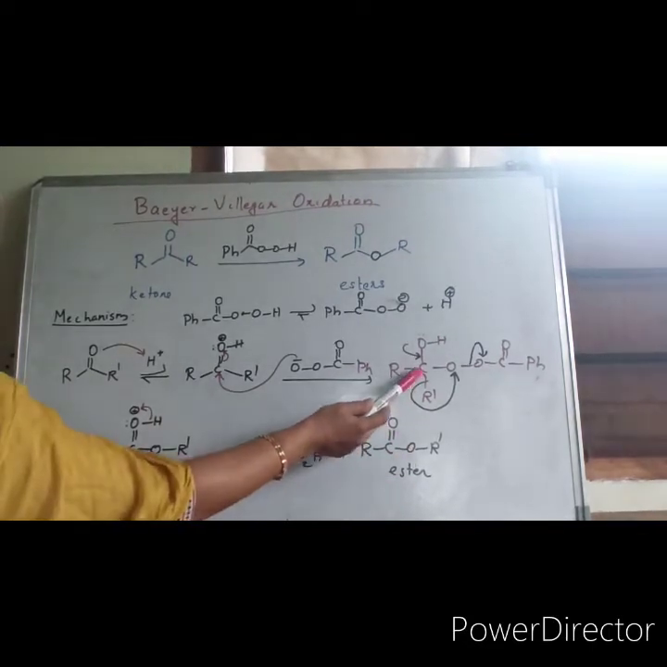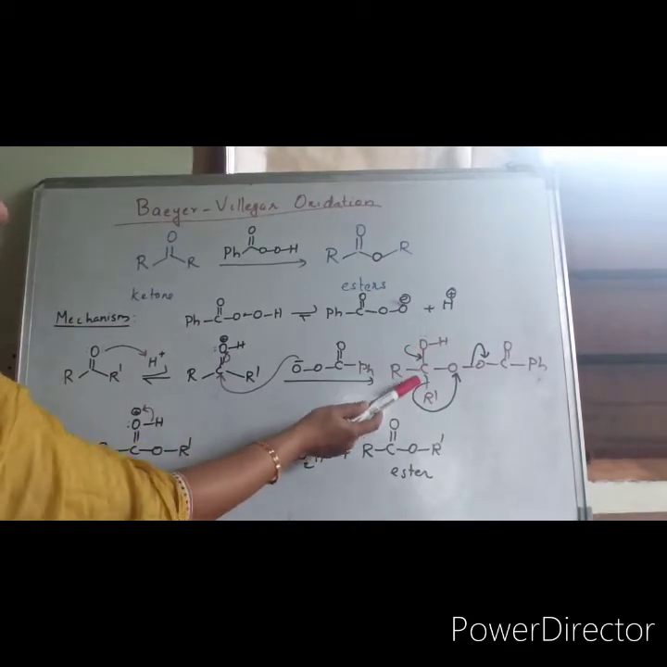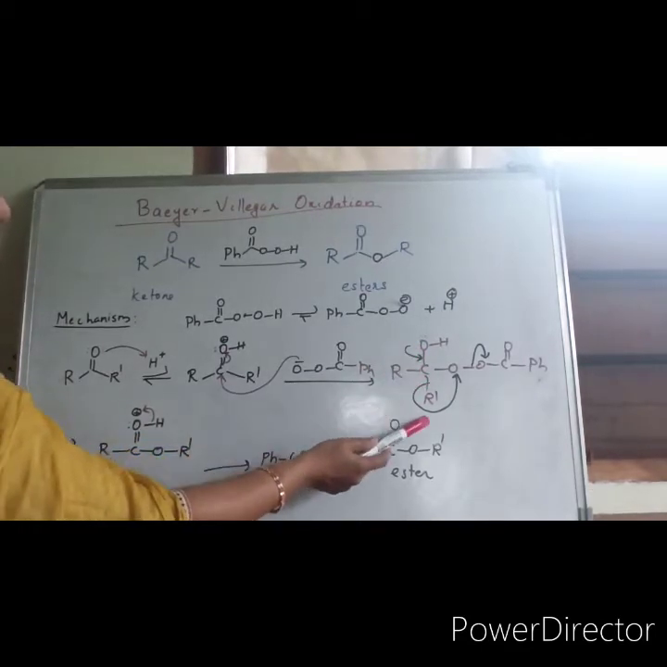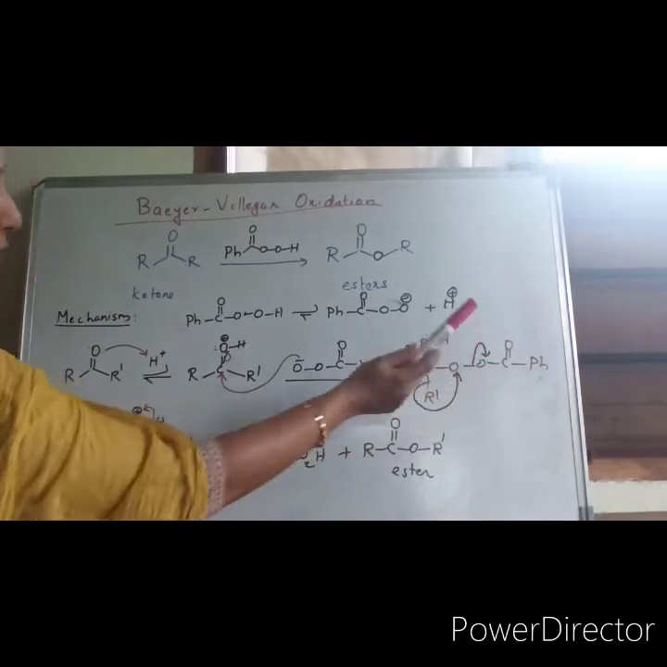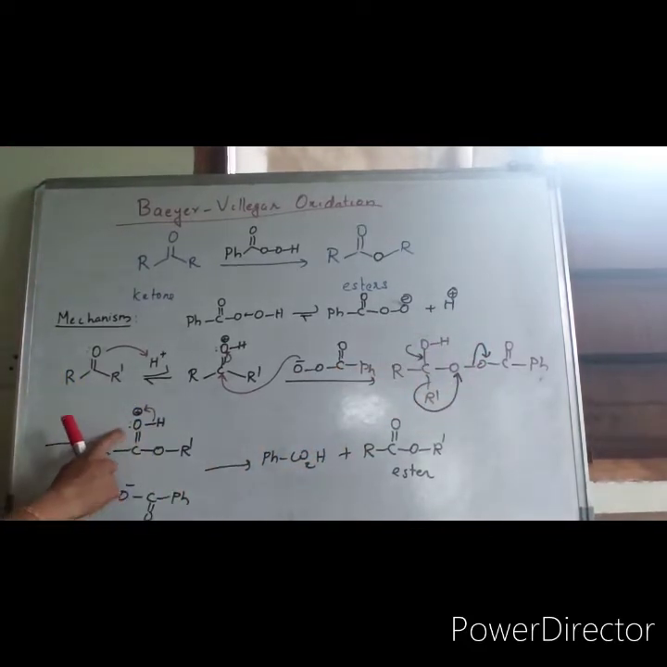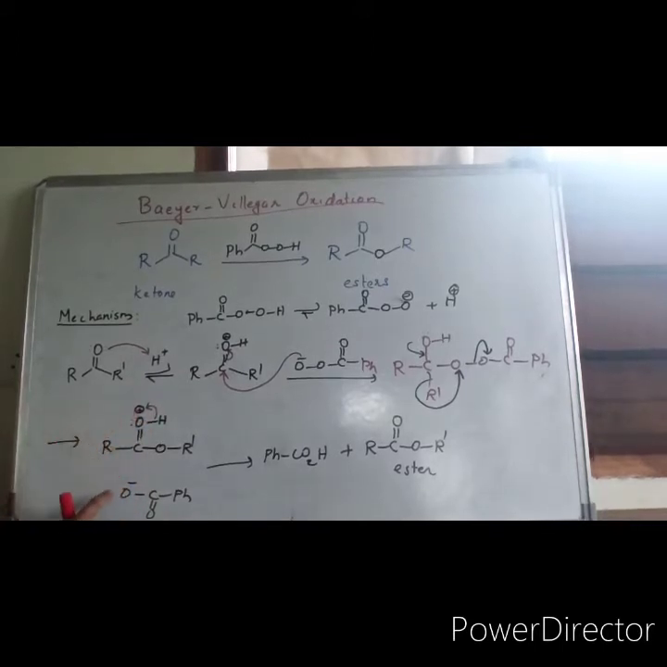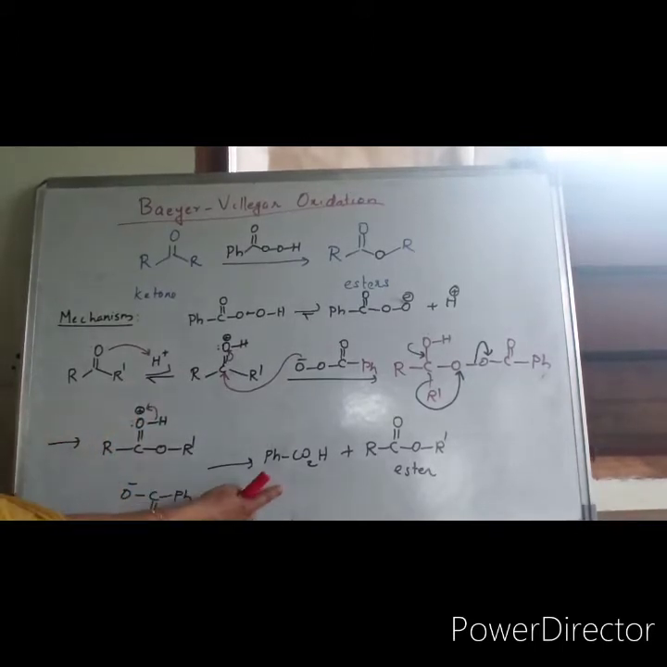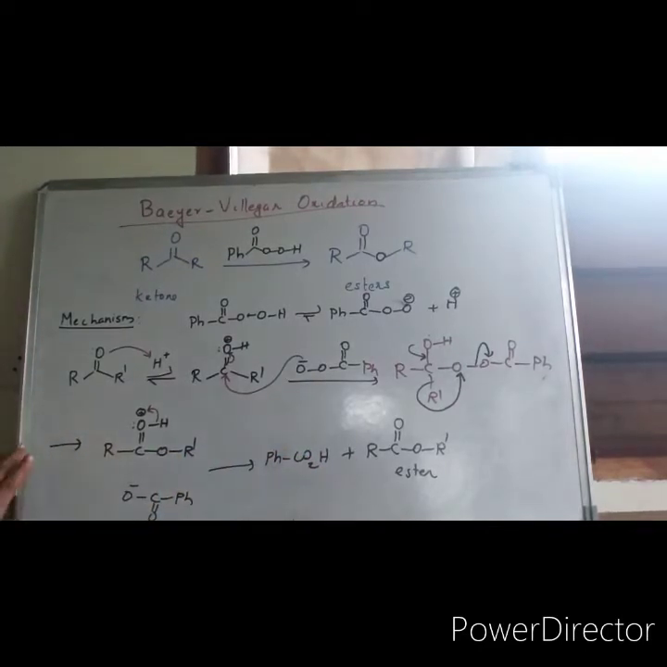Okay, from carbonyl carbon to oxygen. So this is assisted by the lone pair over here. So this R dash will be shifting to oxygen, and this peroxide linkage will be cleaving. So you will be getting R C double bond OH plus OR dash and carboxylic acid anion. Then here H plus will be leaving. So you will be getting benzoic acid and the corresponding ester. So this is the mechanism of Baeyer-Villiger oxidation.